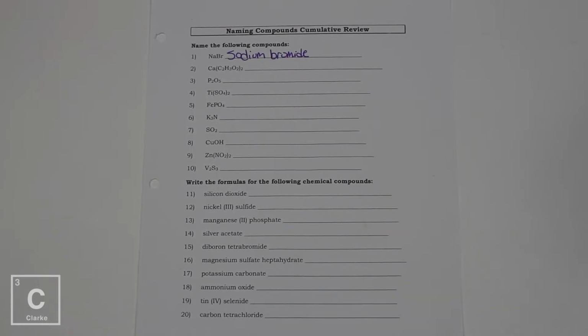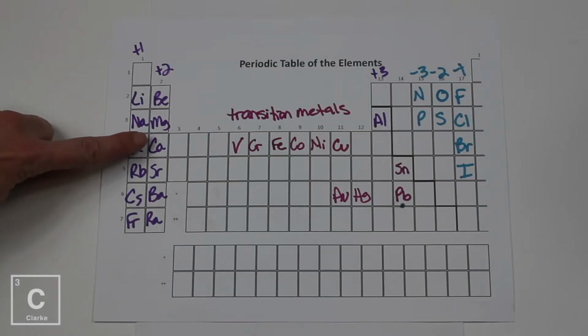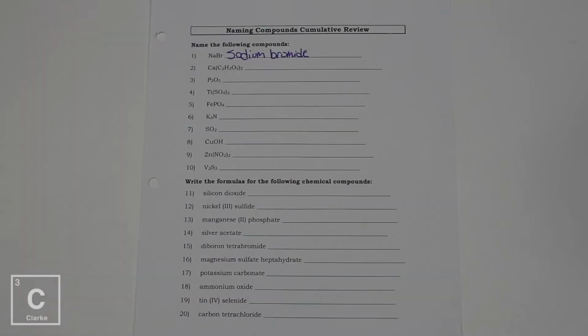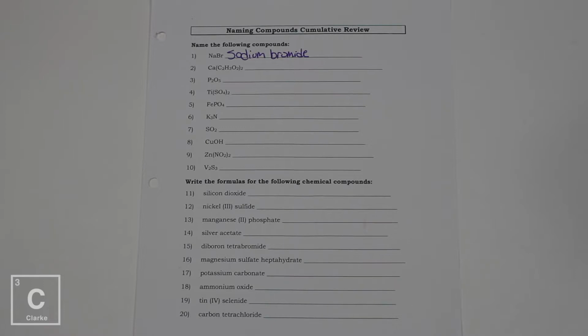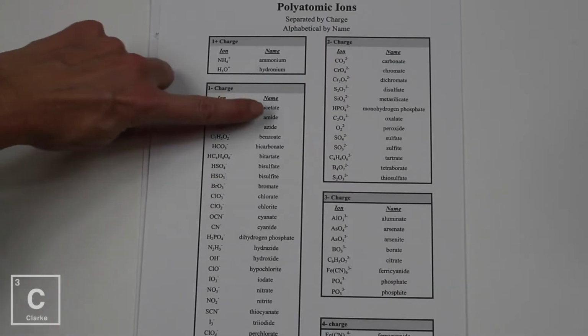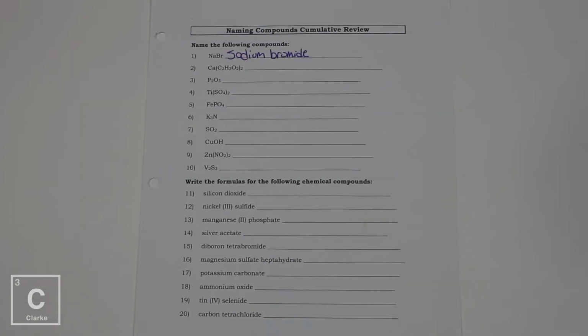Let's look at this second example. Ca, calcium. We've got to find calcium on the periodic table. Calcium. It's a main metal. Again, we're just going to name it. Oh, but look. Polyatomic ion. C2H3O2. Here it is right here. It's acetate. So this is just going to be calcium acetate.